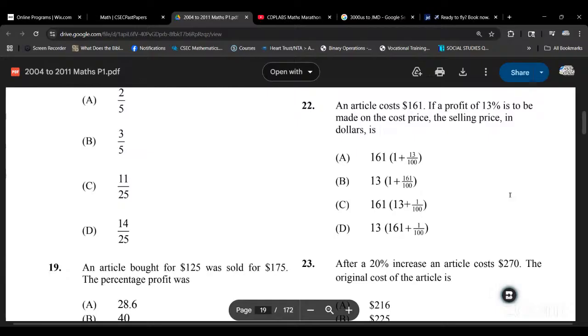An article costs $161. If a profit of 13% is to be made on the cost price, the selling price in dollars is: A, 161 bracket 1 plus 13 over 100; B, 13 open bracket 1 plus 161 over 100; C, 161 open bracket 13 plus 1 over 100; D, 13 bracket 161 plus 1 over 100 close.